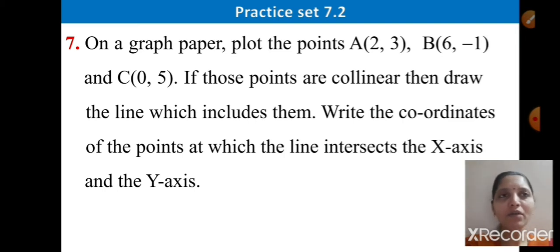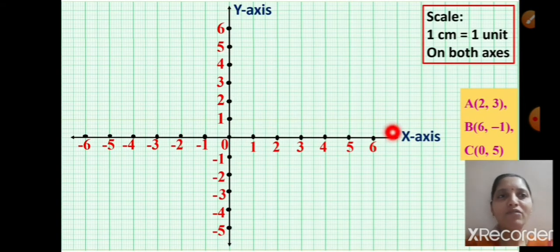On a graph paper, plot the points A, B and C. If those points are collinear, then draw the line which includes them. Write the coordinates of the points at which the line intersects the x-axis and the y-axis. So let's take one graph paper. On that we have to draw the x-axis, y-axis and origin, that is the Cartesian system. Then we have to write the scale and we have to plot these 3 points, point A, point B and point C. Now let's see the coordinates of point A.